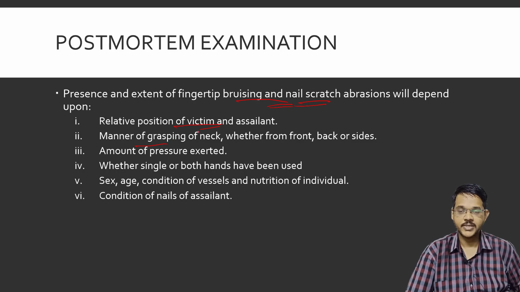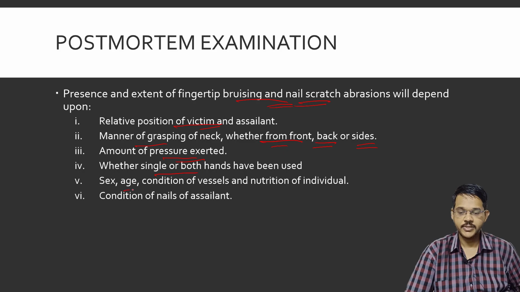Next is the manner of grasping of the neck. If the assailant has grabbed from the front, back or side of the neck, the bruises and their position will differ. Then the amount of pressure exerted: if the pressure is more, bruising will be more common; if less, bruising will be less common. Whether single or both hands are used: if a single hand is used, thumb and fingertip bruises will be present on both sides of the neck. If both hands are used, bruises will be present all over the neck.